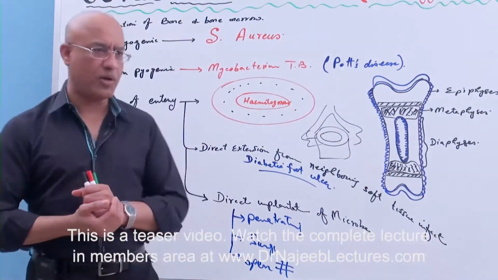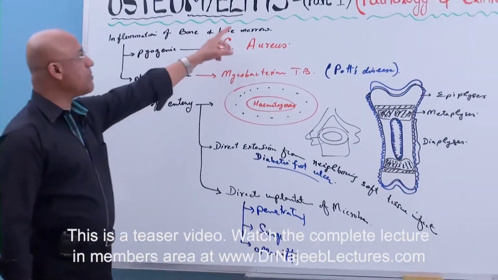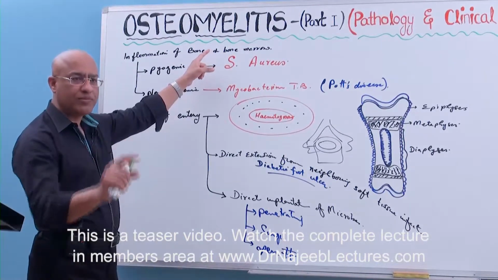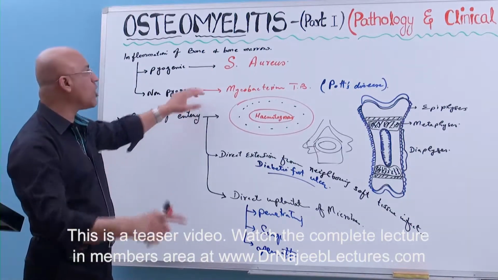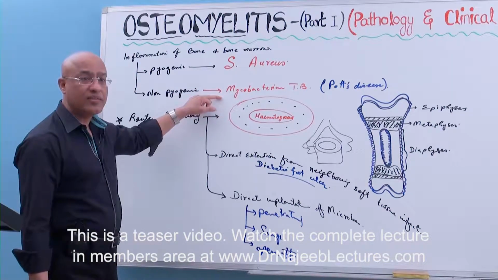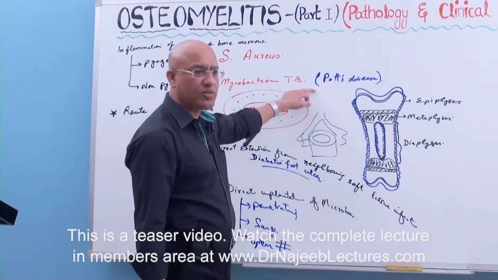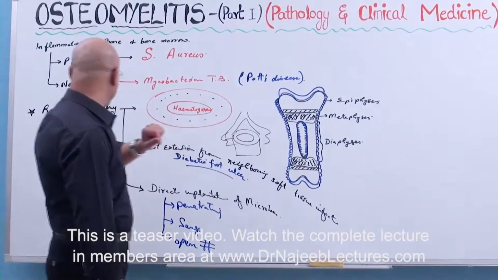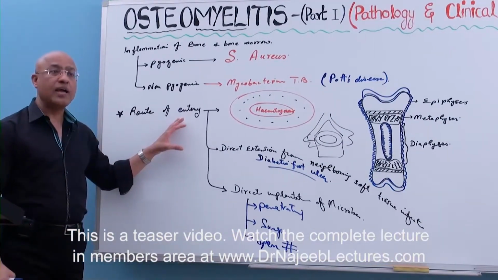So what did we learn up to now? We learned osteomyelitis is inflammation of bone and bone marrow, but it is almost always due to an infective organism. It may be pyogenic or non-pyogenic. The most common cause for pyogenic is Staph aureus, and the most common for non-pyogenic is Mycobacterium tuberculosis. And if Mycobacterium tuberculosis is damaging the spine, then it is called Pott's disease. Then we talked about how these organisms reach bone and produce osteomyelitis.